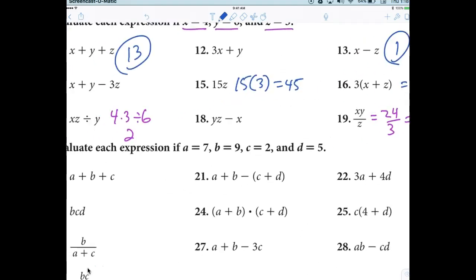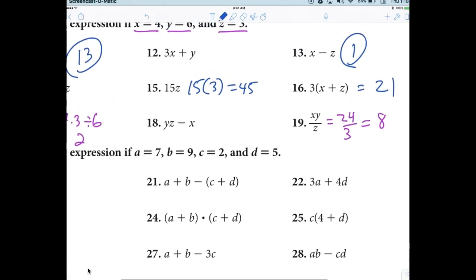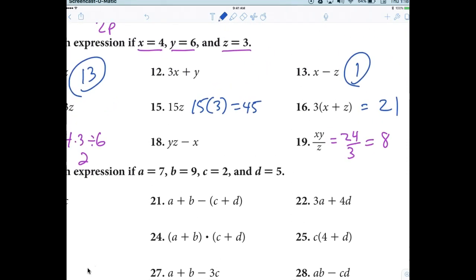All right. 18, Mr. Slack. Okay. 18. So, 14. How'd you get that? Okay, I'm not saying you're wrong. Trust me. I did y times z, which is 6 times 3. Right? 6 times 3 is 18, minus x, which is 4. So 18 minus 4 is 14. That's easy. Good job. Perfect. That's what I want. Very good.